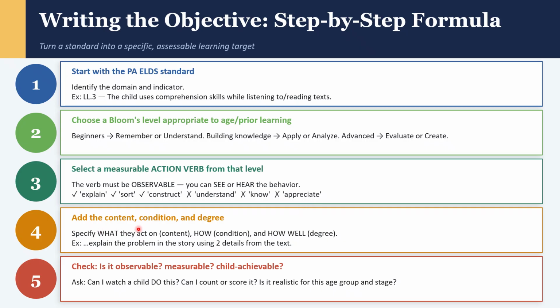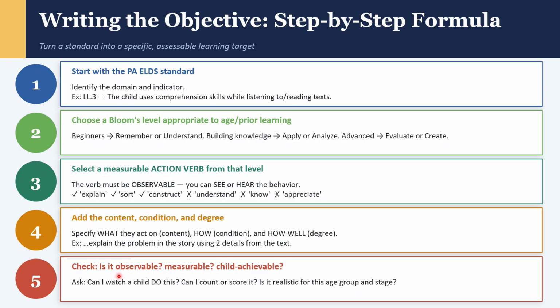Then we think about the content, the condition, and the degree. What they act on is the content, how would be the condition, and how well is the degree. So the student will be able to explain the problem in the story using 2 details from the text. Now all of a sudden I know exactly what this lesson plan is going to look like. They're going to listen to a story or read a story. They're going to explain the problem, and they're going to use at least 2 details from the text.